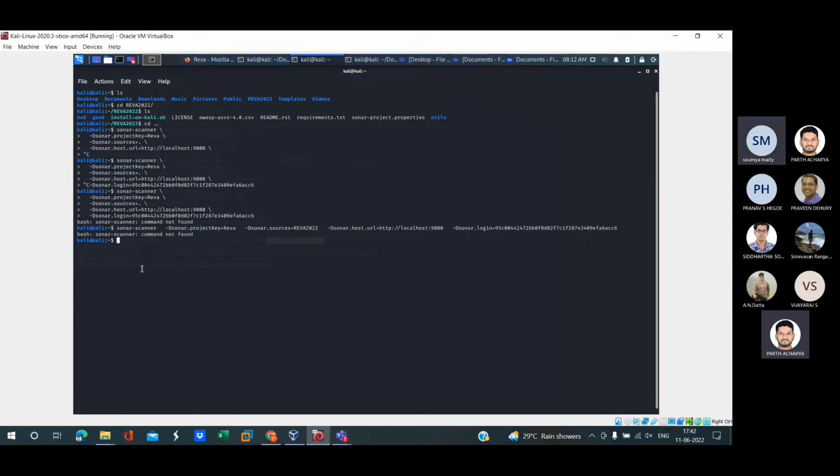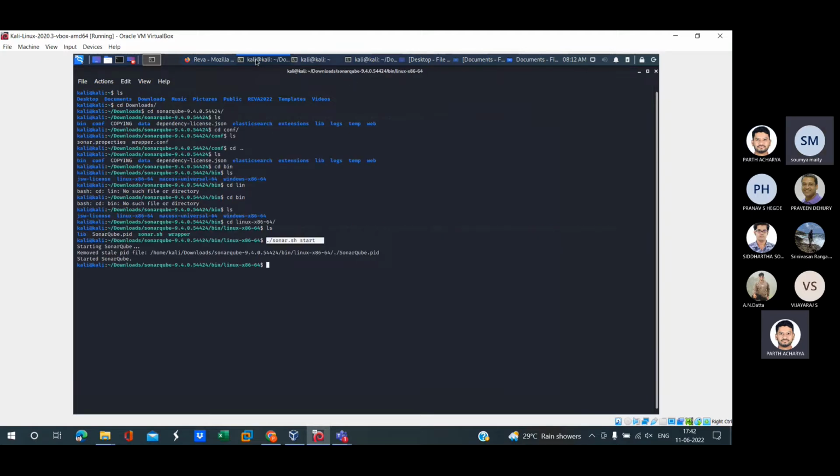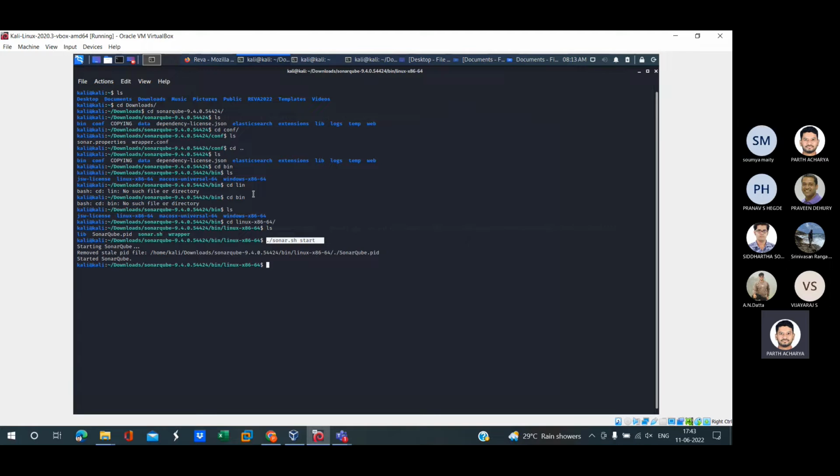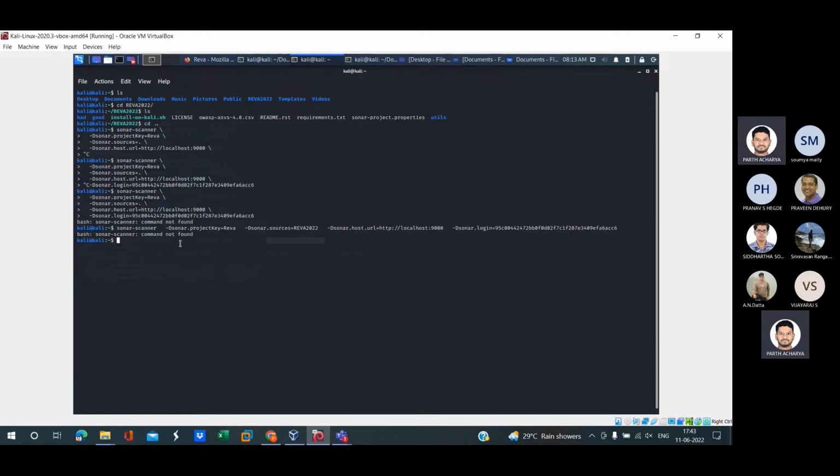Oh, command not found. Okay. Command sonar-scanner not found. Where have you downloaded the Sonar Scanner? In downloads. Okay, you don't need to go, just keep the path. Downloads, right? So tilde sign. Just go there, home, kali, downloads. You can copy that path. Okay.